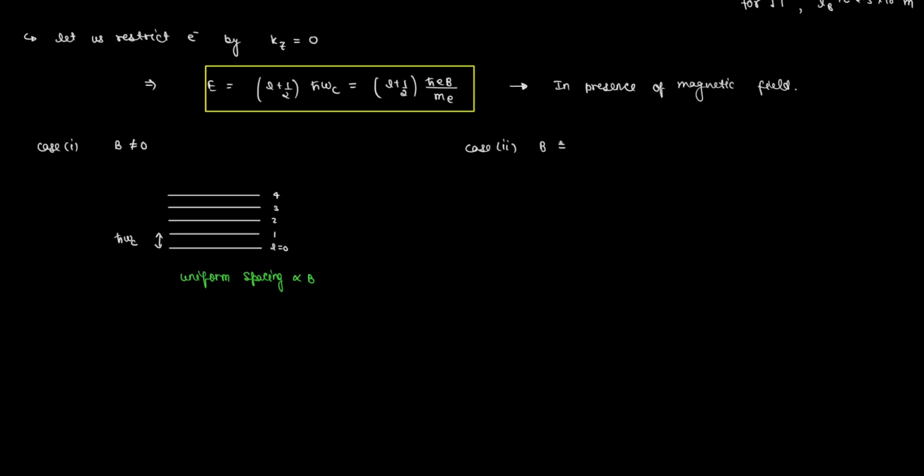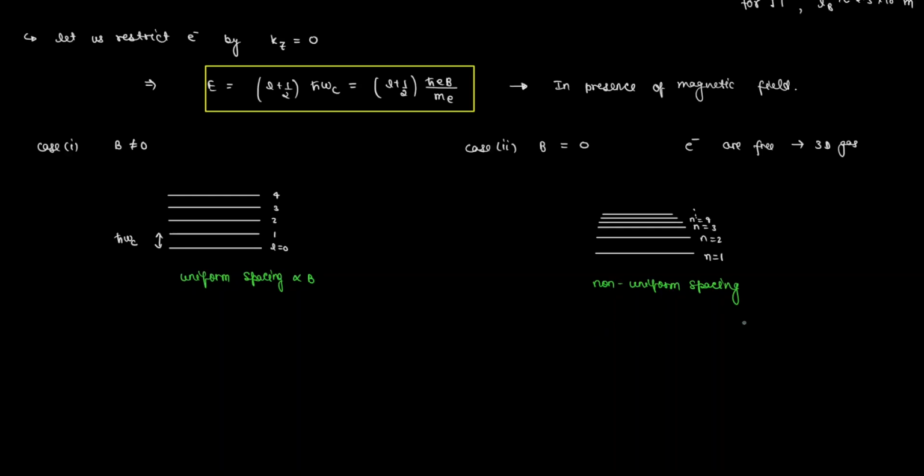But in the second case, when there is no magnetic field, then electrons are free and represent a 3D Fermi gas, and the energy levels in this case will have a non-uniform spacing, which follows the 1 over n square rule. Also from the dispersion relation, the energies will be quasi-continuous.